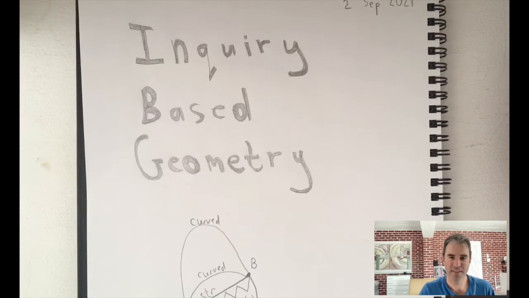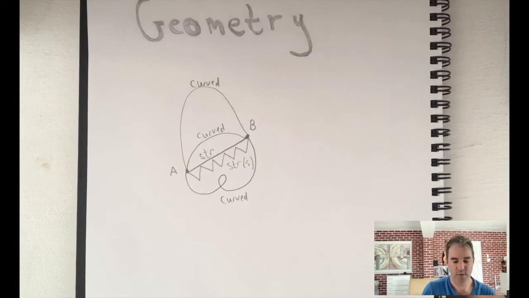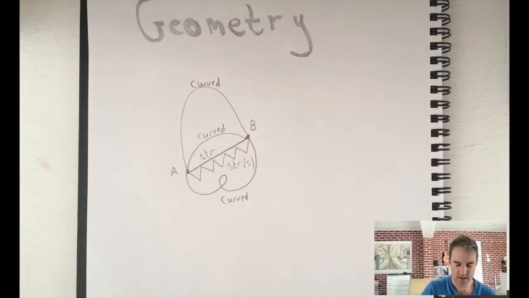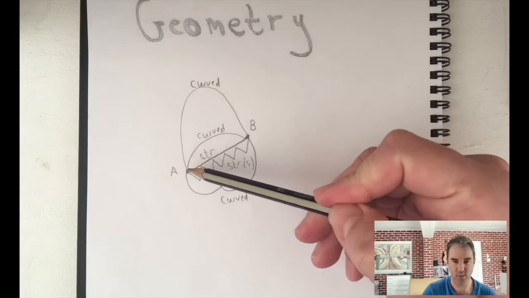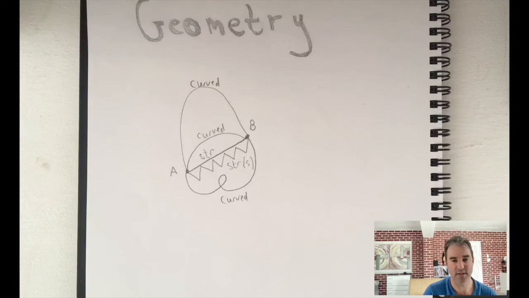Hello everyone. In the last video, we spoke about the beginnings of inquiry-based geometry, and we had got to the point where we considered 2 points A and B, and we considered 5 different ways that we could talk about going from A to B. And we ended the lesson with the question, of these 5 ways, which one of these would be the shortest distance between A and B?